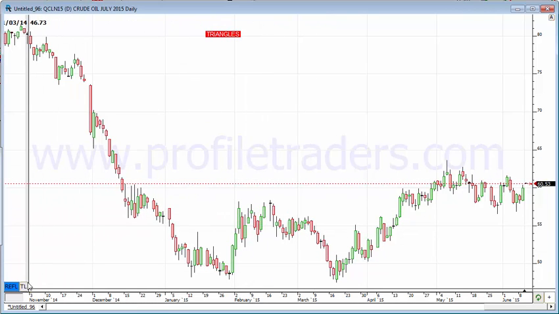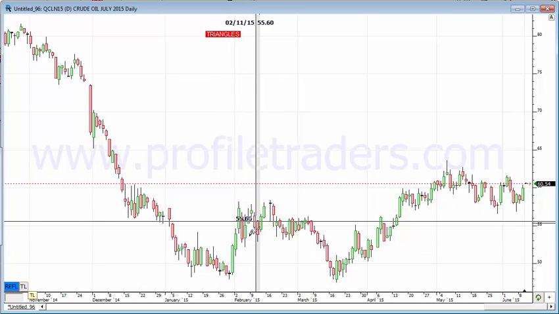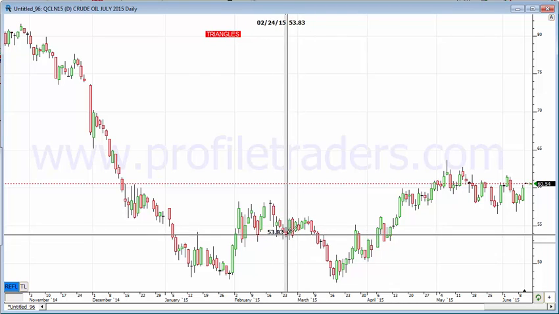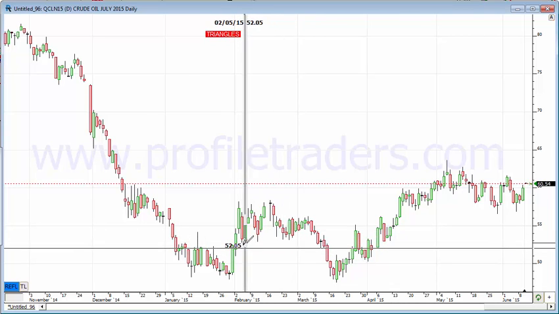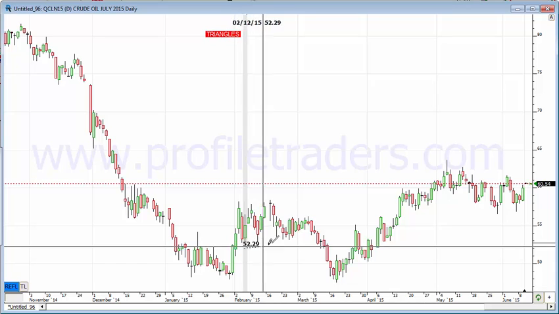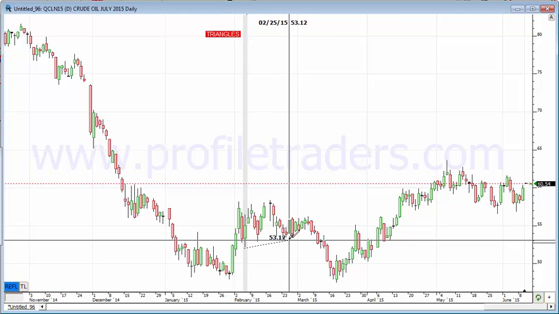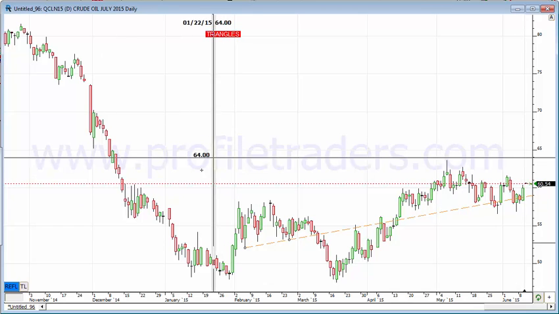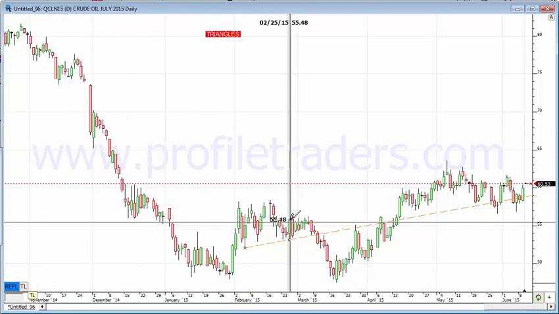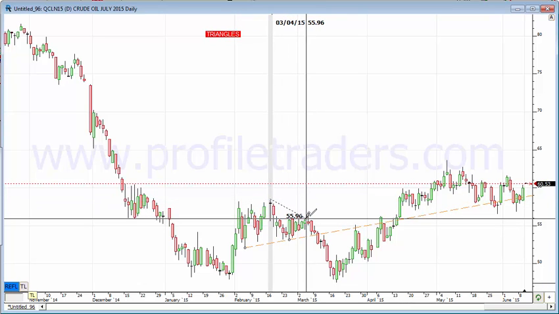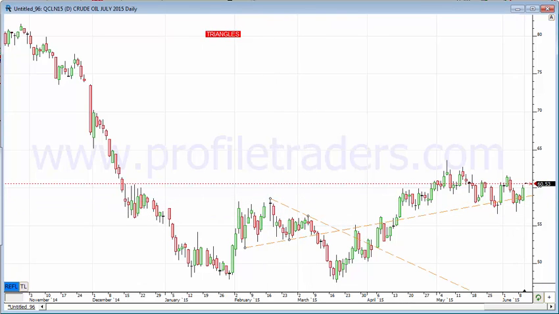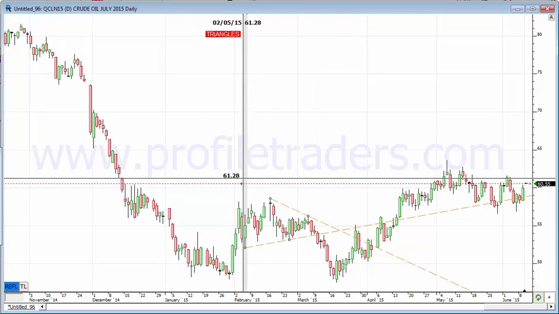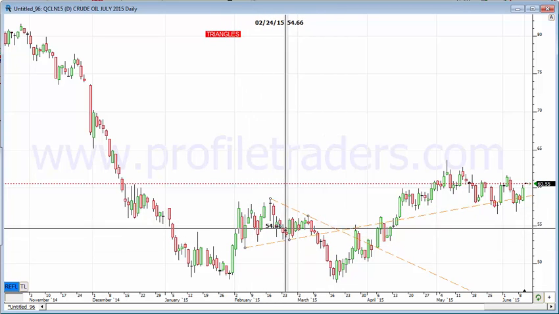Now, in order to see a triangle, what you need to do is look at the lows that we have, pick out the two lows that are sticking out the most, and draw a trend line through them. And then you can do the same thing on the other side. Hook these two contact points, and you can see that you had a very clear-cut triangle that was forming here.